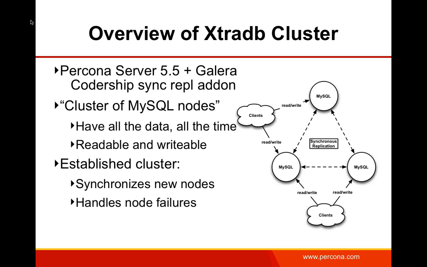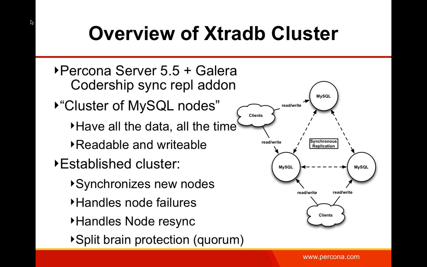It's responsible for handling node failures. So when a node goes down or has some kind of network issue or whatever, the cluster's job is to deal with that for you. It handles node resynchronization. So if a node is offline for a while and it comes back online, the cluster will fix itself. And it also has split brain protection baked into it.